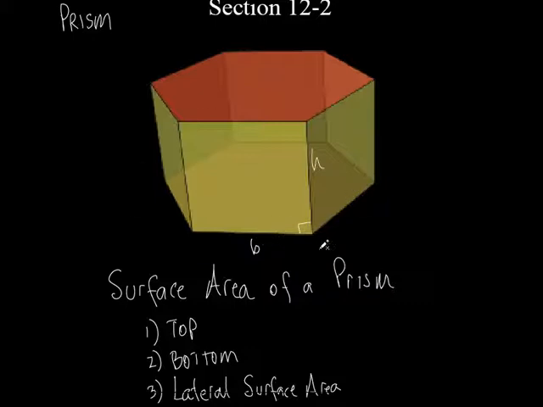That's the perimeter of the base multiplied by the height. That's the same exact thing as just finding base times height and multiplying it by 6. Does that make any sense at all?